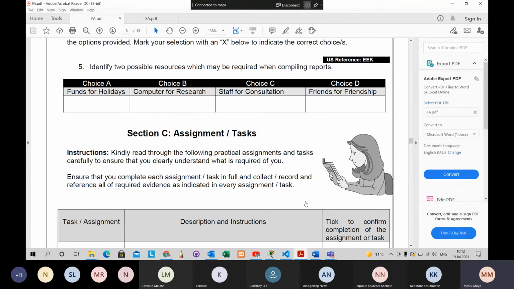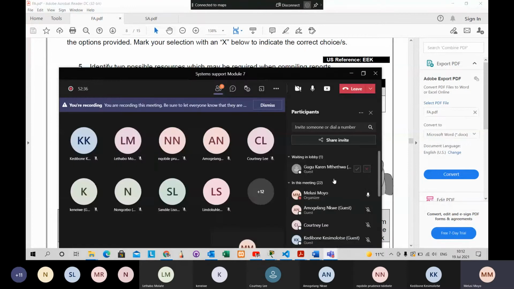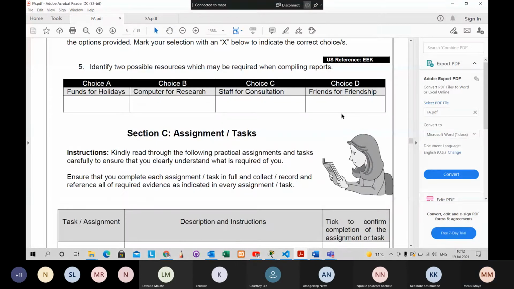5. Identify 2 possible resources which may be required when compiling a report.